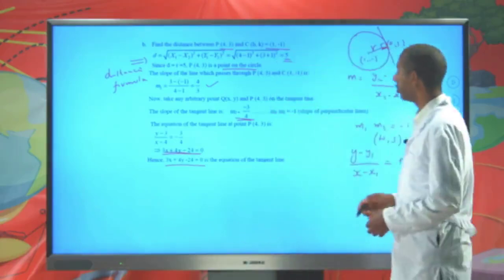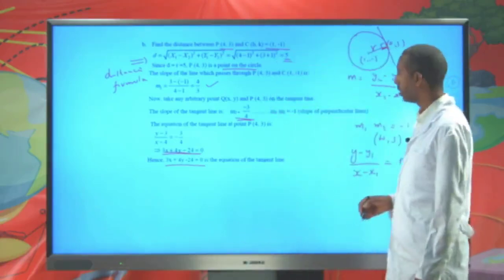So this is the equation of the tangent line in standard form. You may sometimes rewrite this in slope-intercept form, depending on the question. So you can rearrange this equation. So we may say the equation of the tangent line is 3x plus 4y minus 24 is equal to 0.